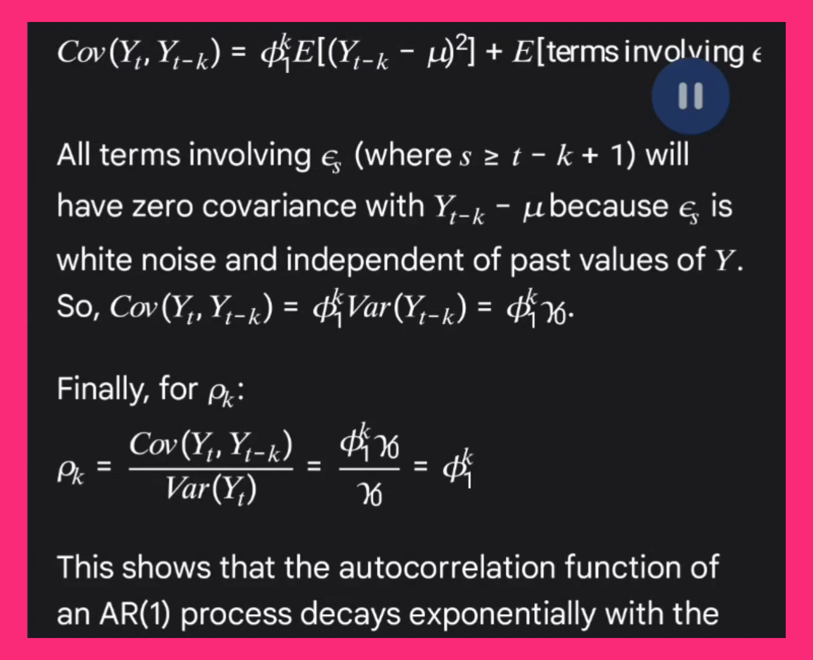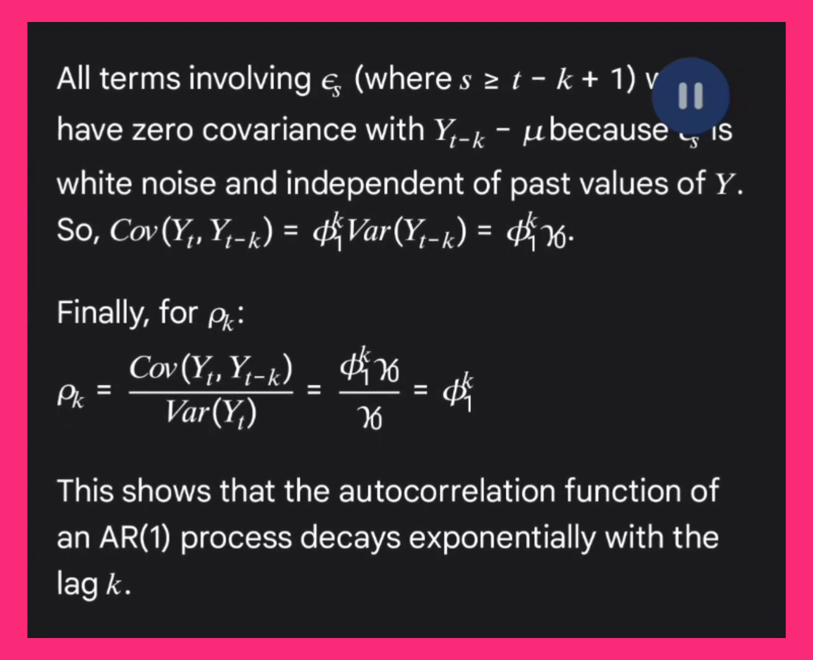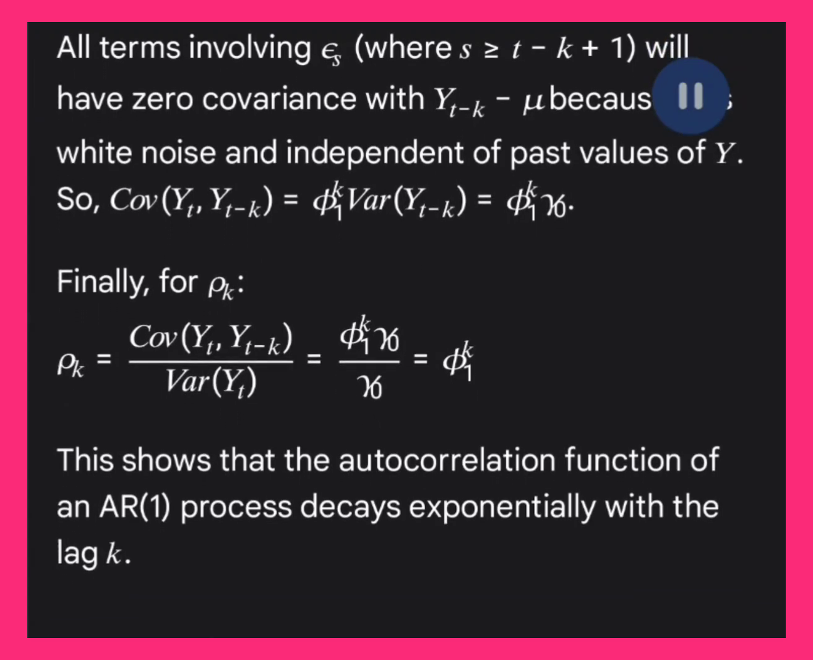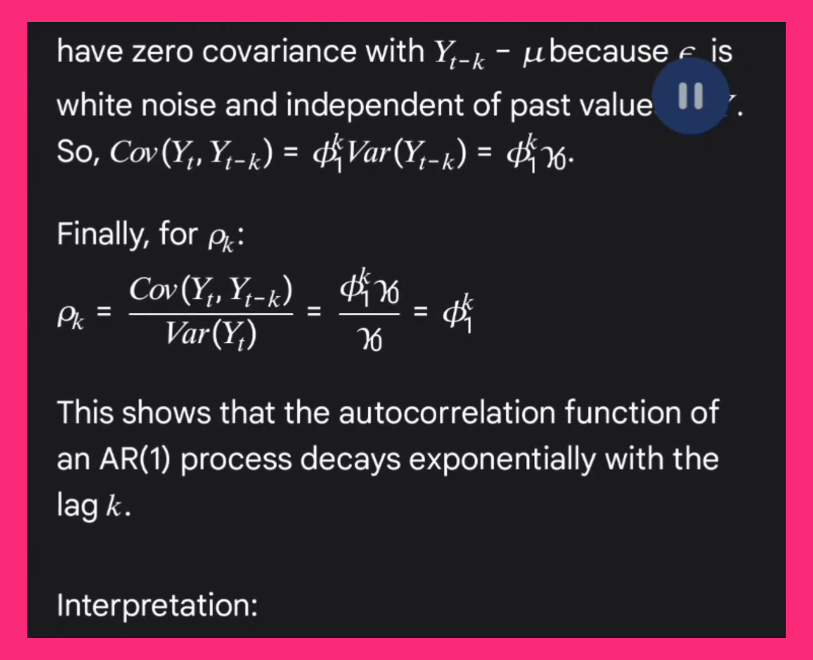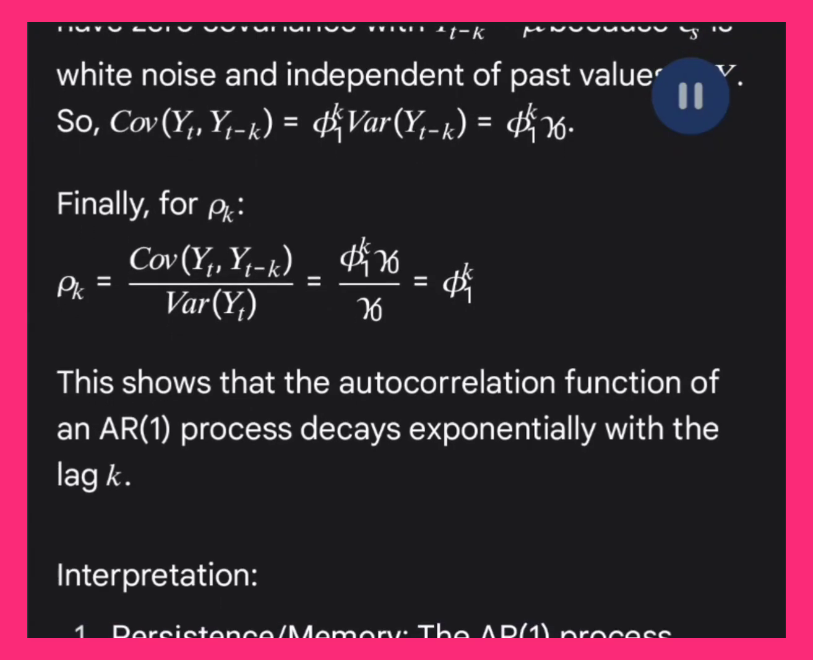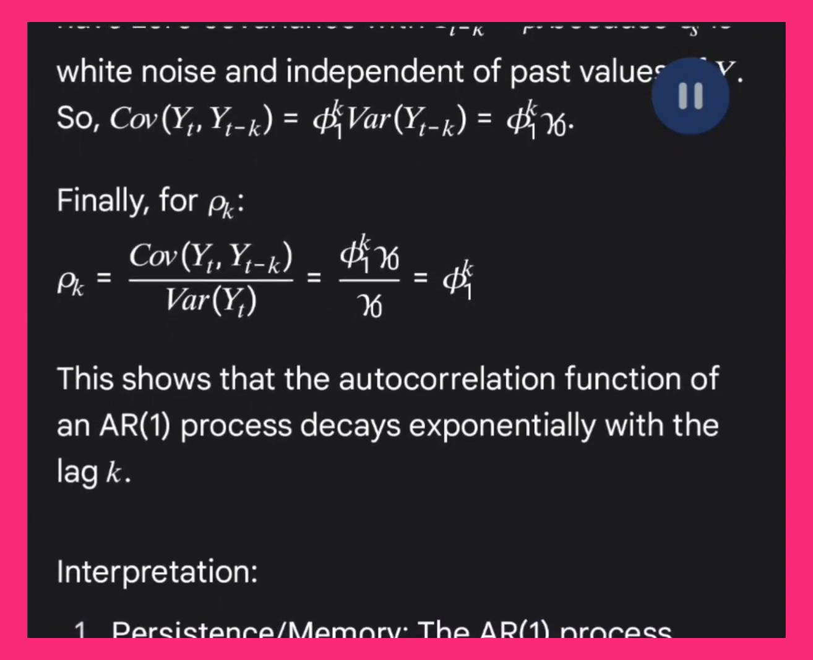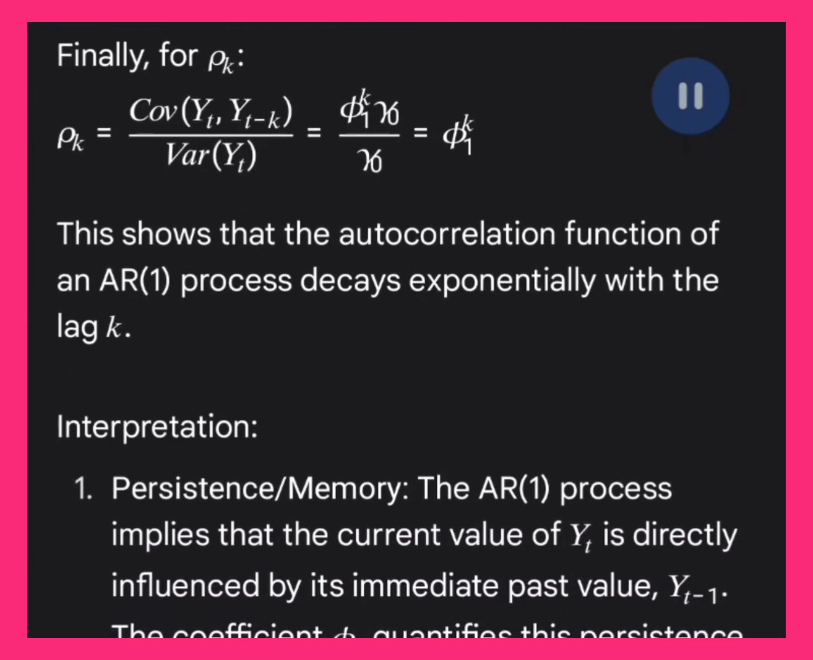Finally, for ρ_k = Cov(y_t, y_{t−k}) / Var(y_t) = φ₁^k γ₀ / γ₀ = φ₁^k. This shows that the autocorrelation function of an AR(1) process decays exponentially with the lag k.